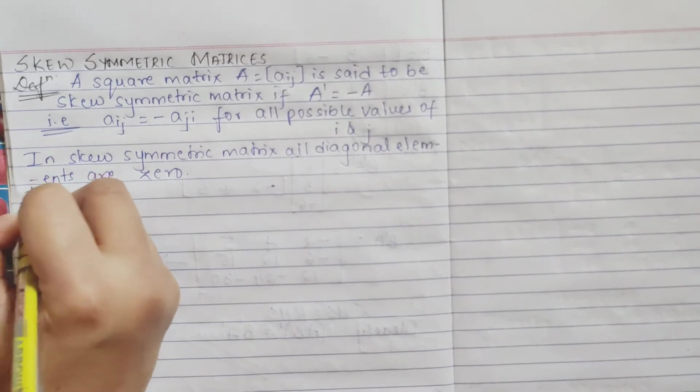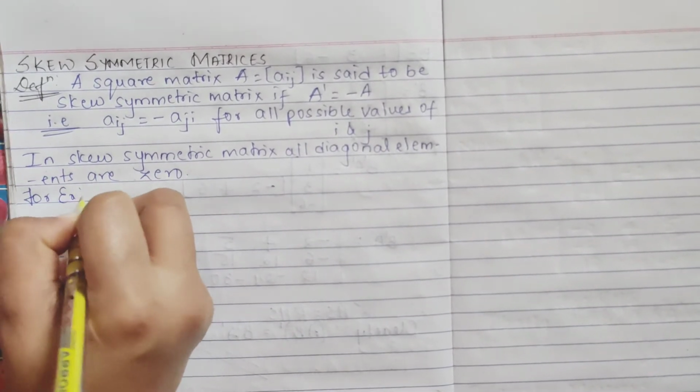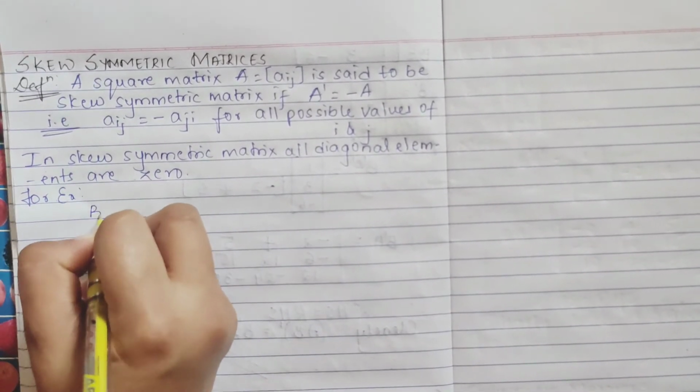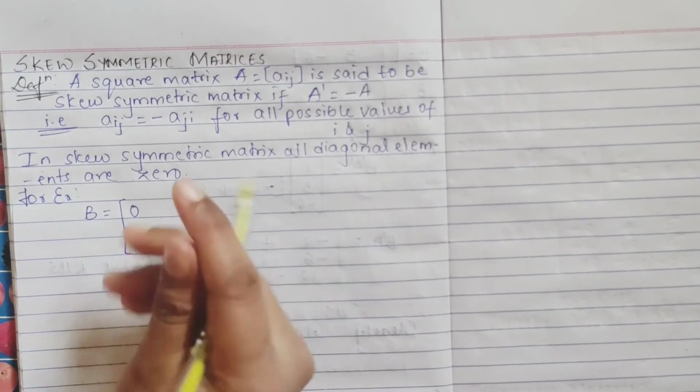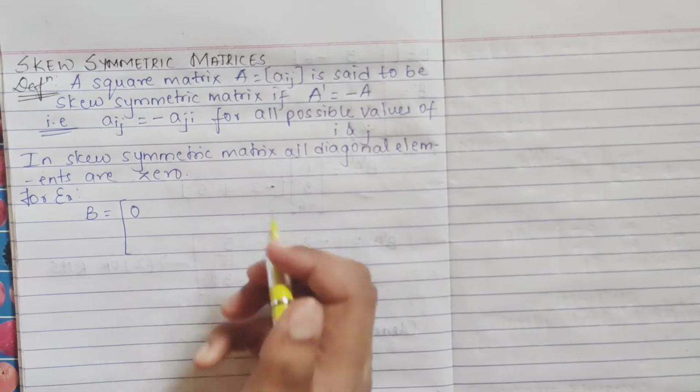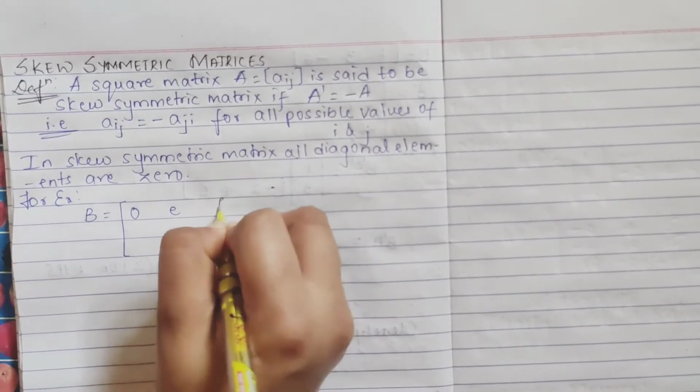Let's again consider an example. For example, I'll take B. B is equal to, say, diagonal elements will be 0, so our first term will be 0, right? Like this diagonal: 0, e, f.